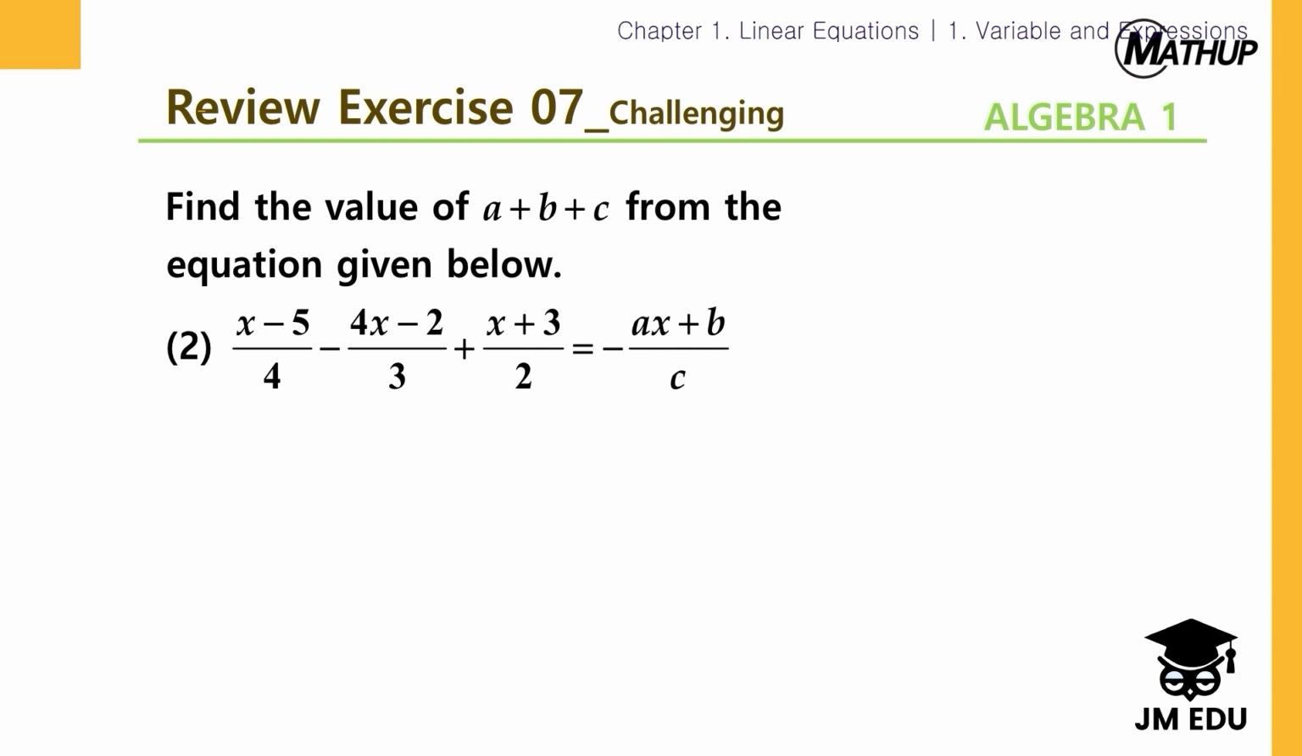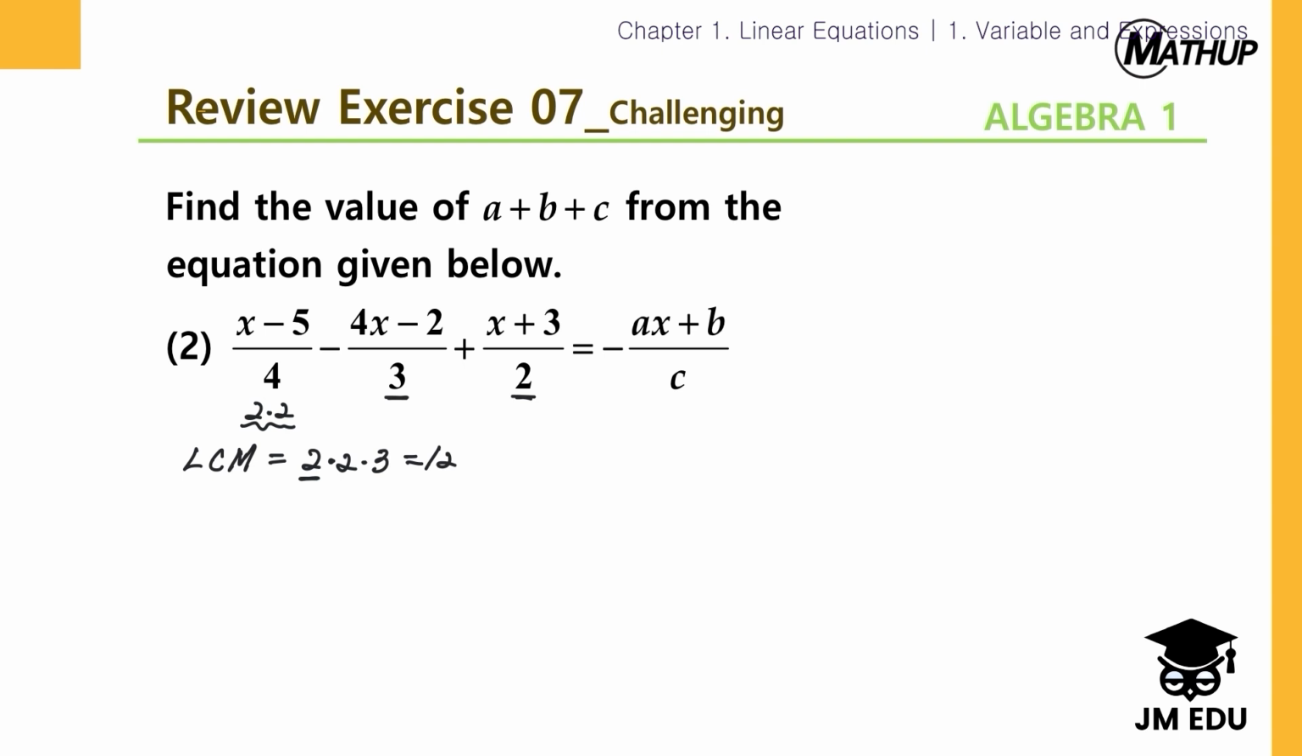Okay, number 2, we have 3 fractions. So let's find the least common multiple of these 3 denominators. So 4 is 2 times 2, right? So our least common multiple should be, we must have 2 twos, 2 times 2, and 1, 3, right? 1, 3. And this 2 is here already. So that is equal to 12.